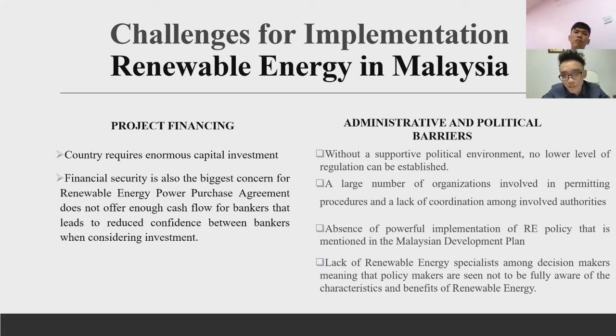Second, administrative and political barriers. Without a supportive political environment, no lower level of regulations can be established. A large number of organizations are involved in permitting procedures, with a lack of coordination among the authorities involved. There is an absence of powerful implementation of the renewable energy policies mentioned in Malaysia's development plan. There is also a lack of renewable energy specialists like engineers, and the decision makers and policy makers do not seem to be fully aware of the characteristics and benefits of renewable energy.